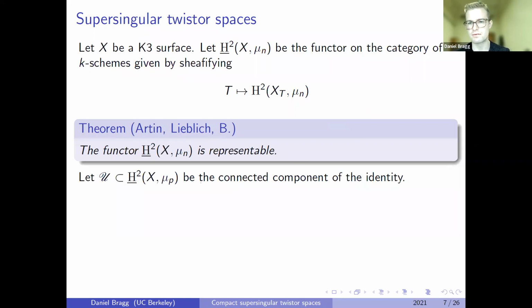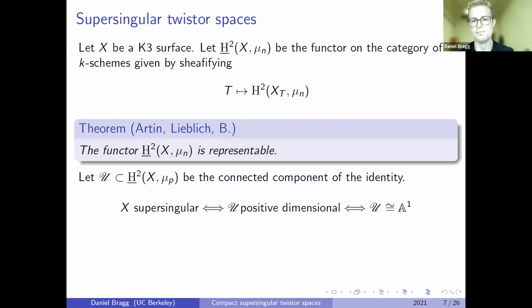So you could take its connected component of the identity, and you could ask what it is, and you can actually relate this connected component to other cohomological invariants of X. And one output of this is that X is supersingular if and only if this connected component is isomorphic to A^1 as a variety, or as a group scheme, it's isomorphic to G_a. And if X is not supersingular, this U that you get is always discrete. It's zero dimensional.